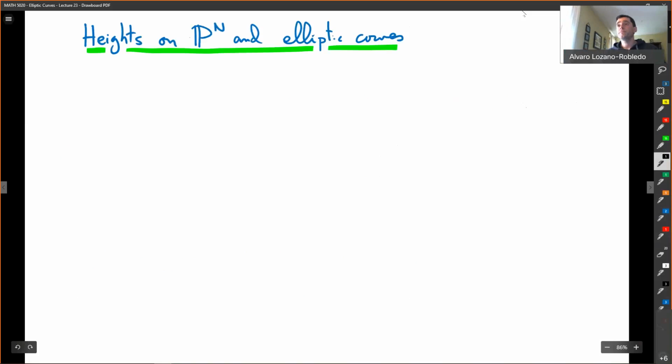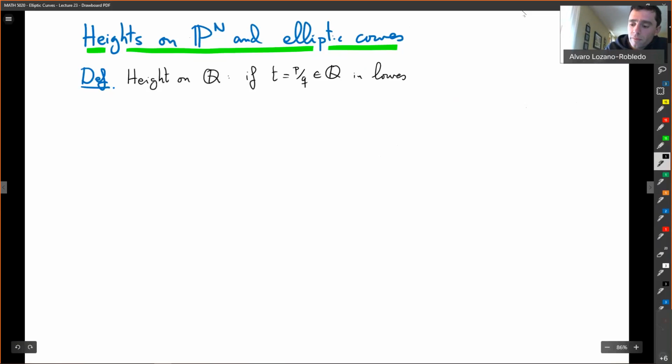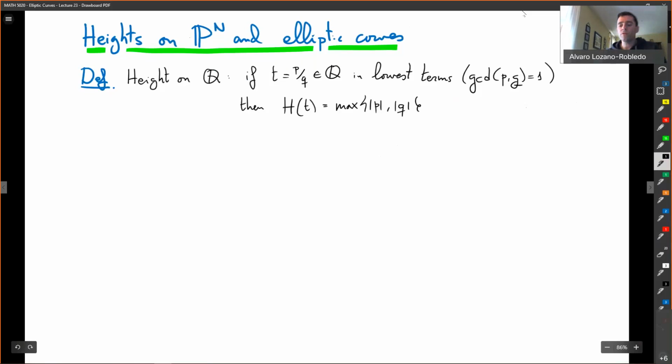So first of all, we're going to define just a height on Q. Here's a height on Q. You just define it like this: if t is a rational number in lowest terms, p over q, so what that means is the GCD of p and q is 1, then we define the height, capital H of t, to be the max of p and q in absolute value, right?